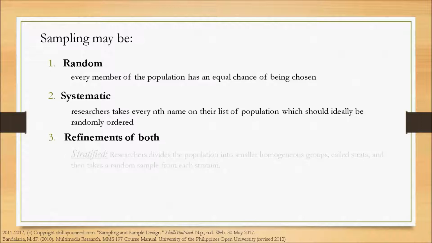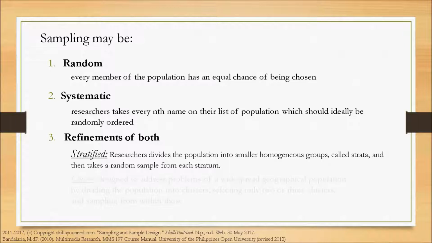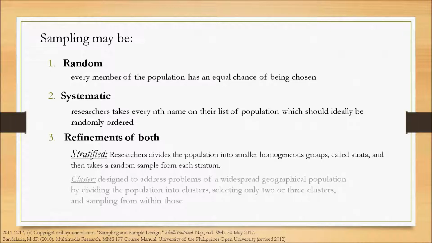Stratified. Researchers divide the population into smaller homogeneous groups called strata, and then take a random sample from each stratum. Cluster. Designed to address problems of a widespread geographical population by dividing the population into clusters, selecting only 2 or 3 clusters and sampling from within those.